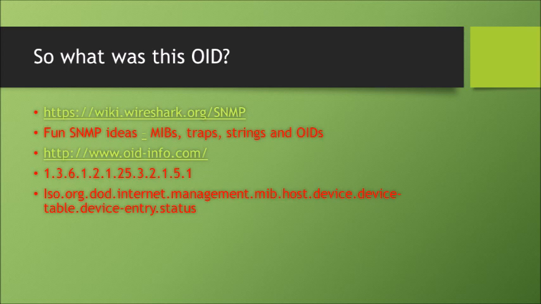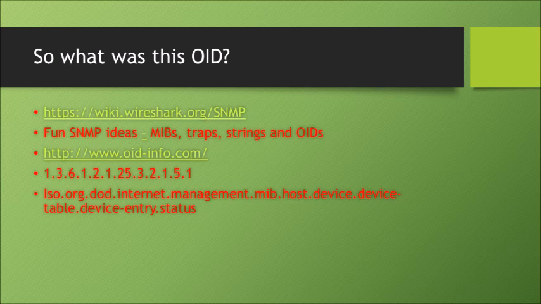So it's ISO, and then we had an identified organization, DoD Internet. Internet is a set of protocols and standards that came out of DoD research. Management, that makes sense. We're talking about SNMP, MIB, host device, device table, device entry, and then the status of this particular device. So there you go. That's how you would drill down. And if I asked any other device of the same type, it would know what I was asking for because I sent that.